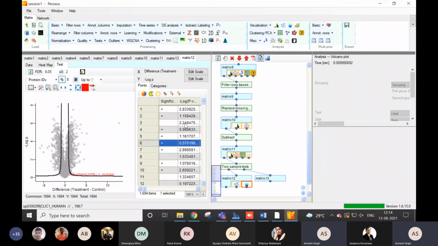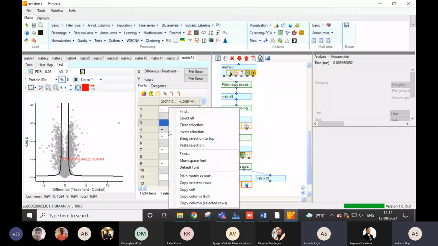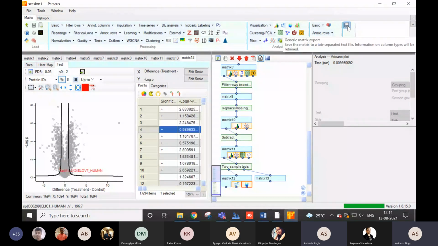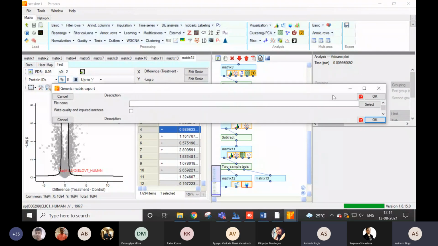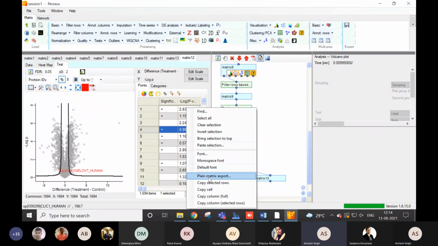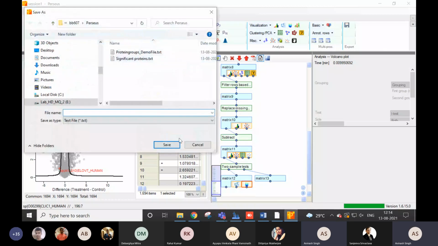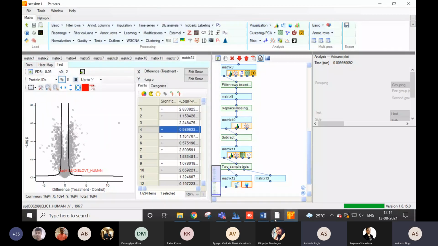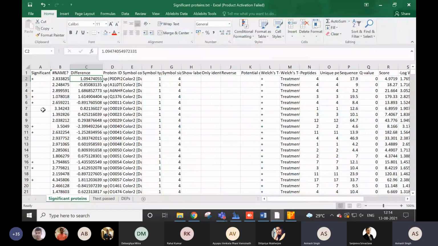After that we have to do the manual thing. You can download this matrix by clicking, or go to the save mode or export mode, or just save it where you want. I've already downloaded this file, so I'm just showing how this file looks. This is the proper file.